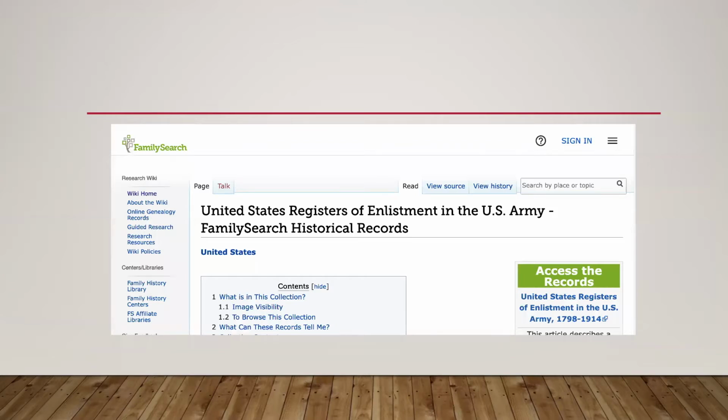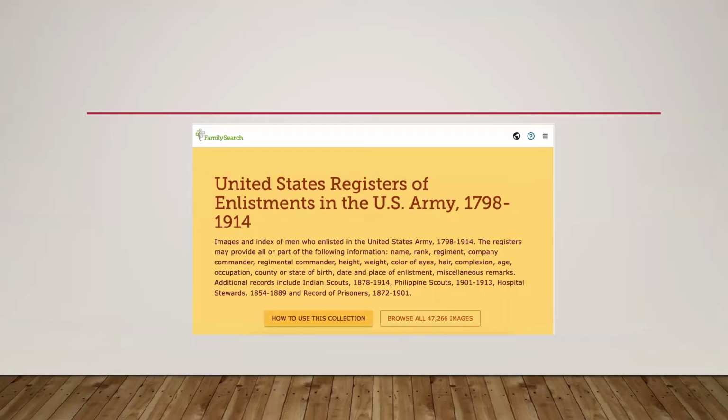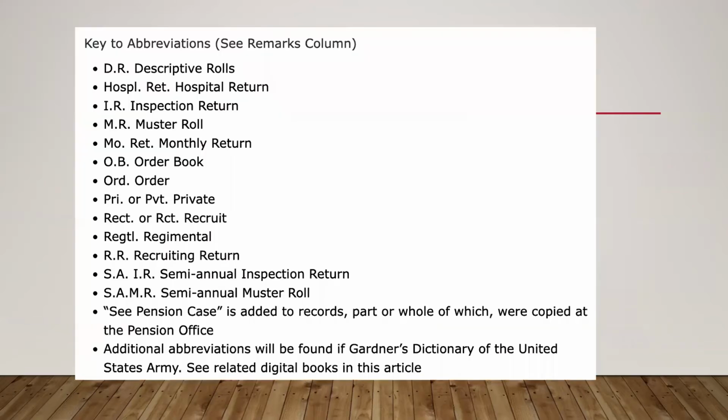Now, we can also go to FamilySearch, and of course, FamilySearch has the Register of Enlistments, and they, of course, have a little wiki on it, and it will lead you to the United States Registers of Enlistments and how to use the collection. What's nice about this is it includes a list of a majority of the abbreviations that are used in the remarks sections. Not all of them, but many of them. And notice RR means recruiting return. MR, which is the most common one, is muster roll.